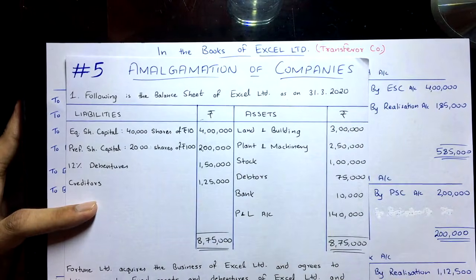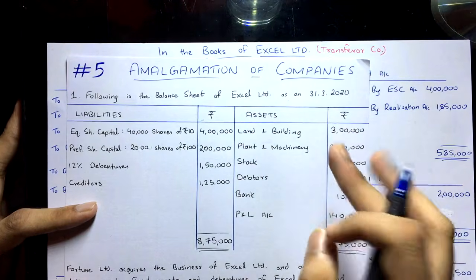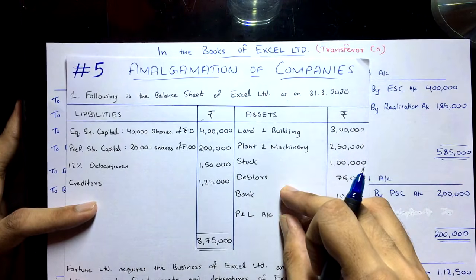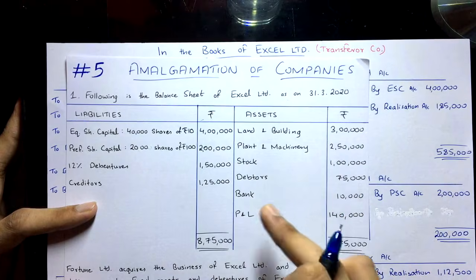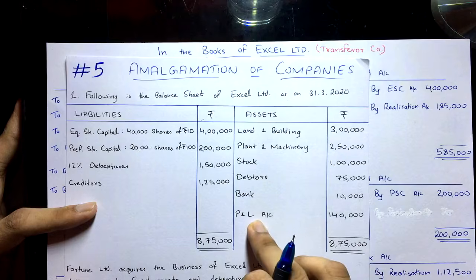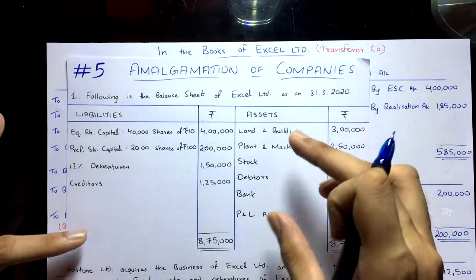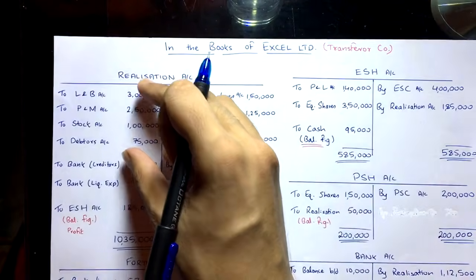So see here, first what we are going to do is take all the assets, whether taken over or not taken over, except accumulated losses or fictitious assets, and except cash. These are two things you have to be careful about. If the cash is taken over, then only you will take cash or bank to the realization account. The profit and loss account debit balance or fictitious assets such as preliminary expenses, whatever accumulated losses are there, those will not go to the realization account. So the simple thing you have to do is take all the assets, whether taken over or not taken over, and dump them into the realization account.